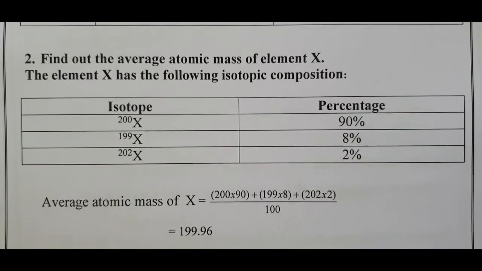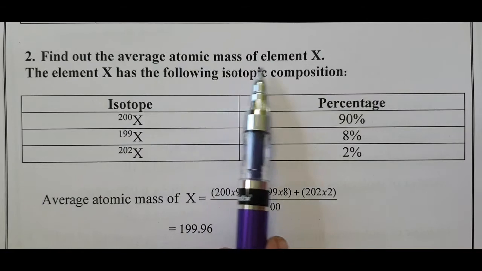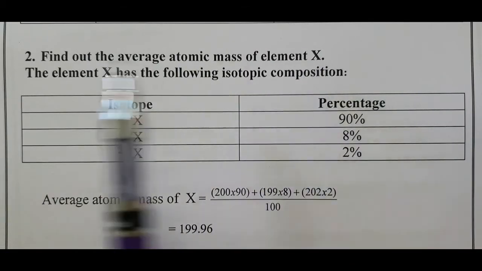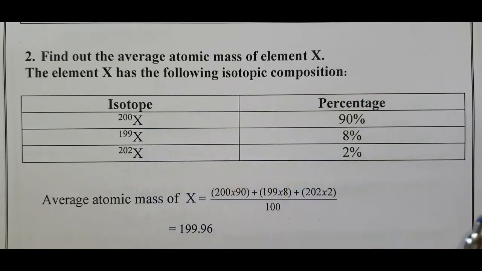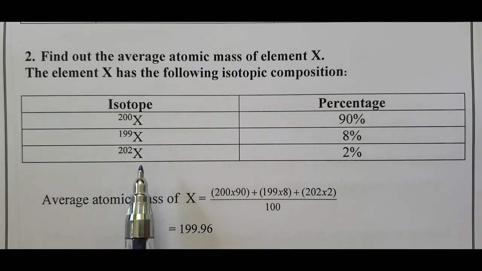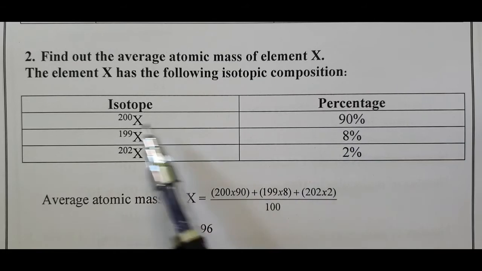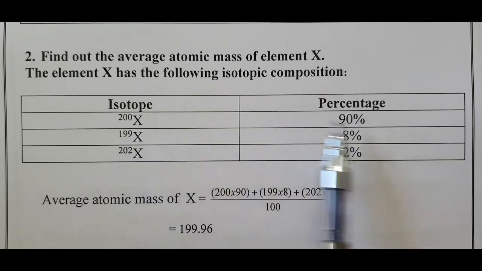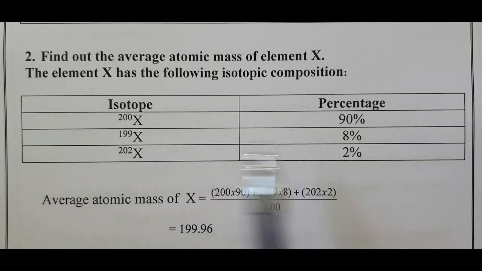Come to the second student activity. Find out the average atomic mass of element X. The element X has the following isotopic composition. Isotopes: elements having the same atomic number but different mass numbers are called isotopes. The percentages of the isotopes are given as 200X 90%, 199X 8%, 202X only 2%.